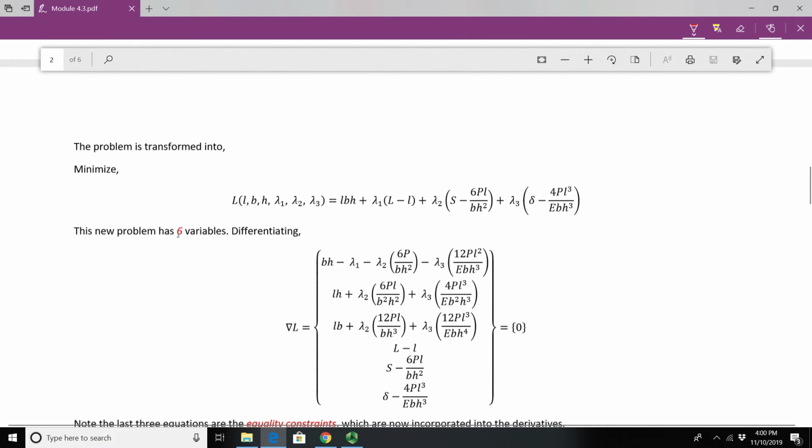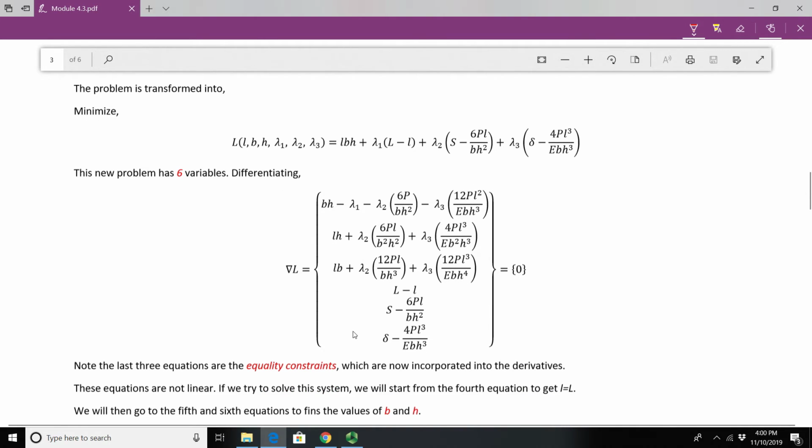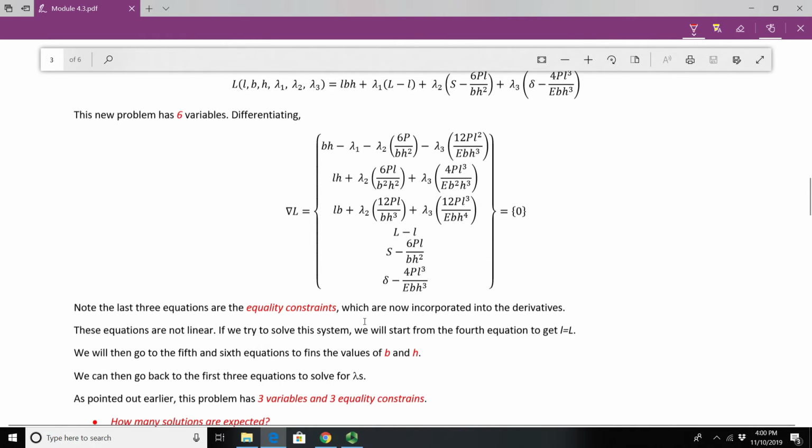And for the 6 variables I differentiate, and here is what I get. Looks a little bit intimidating, but hopefully not very much. These ones are just simple substitution. These three, I really didn't have to do differentiation. I can just take the three constraints and slap them here, there, and 4, 5, 6. So let's try to solve it.